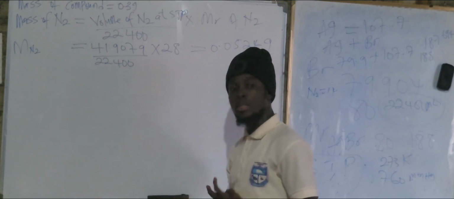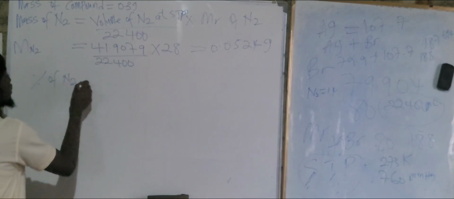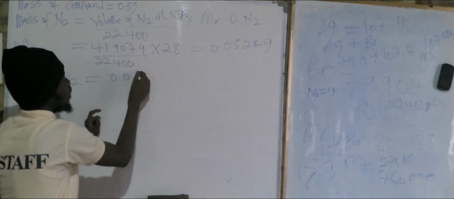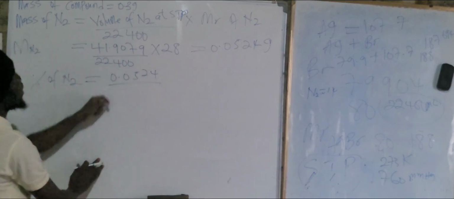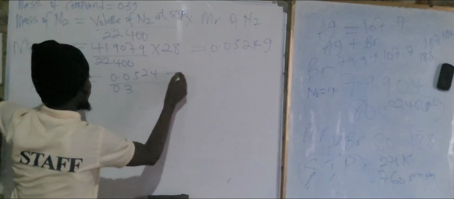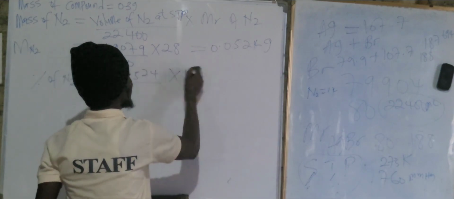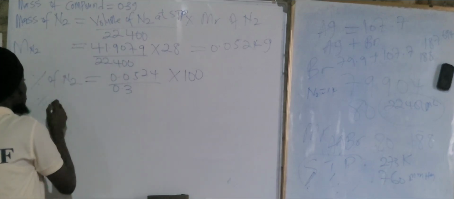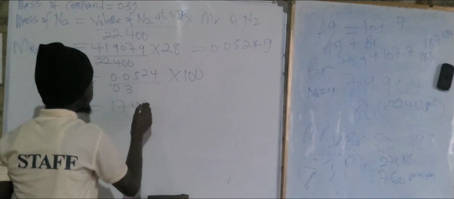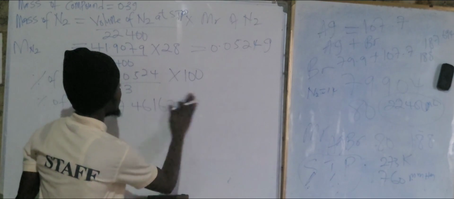We are asking for the percentage of nitrogen. The percentage of nitrogen gas is equal to the mass of nitrogen, 0.0524, divided by the mass of the compound, which is 0.3, times 100. Now the percentage of N2 here is equal to 17.46, approximately 17.4616.